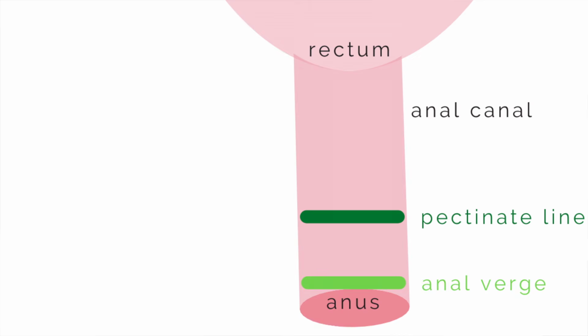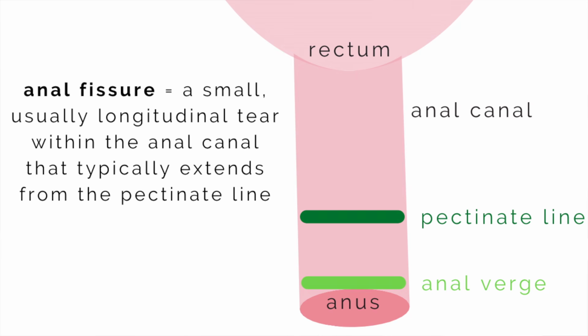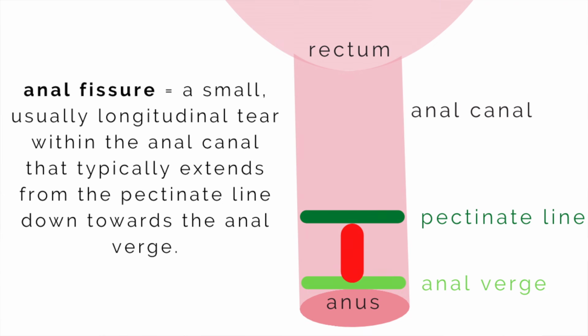So, anal fissures are small, usually longitudinal tears within the mucosal tissue of the anal canal that typically extend from the pectinate line down towards the anal verge. Knowing that these tears are located below the pectinate line, it starts to make sense that they would be painful, since that tissue is able to communicate pain to the brain. In fact, the two most common symptoms of anal fissures are pain and bleeding.